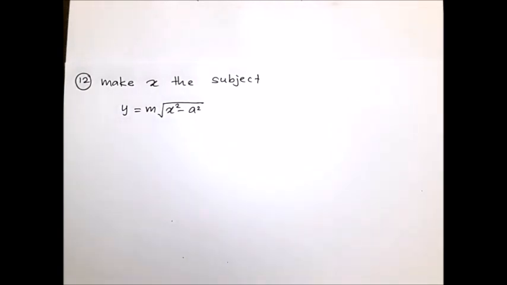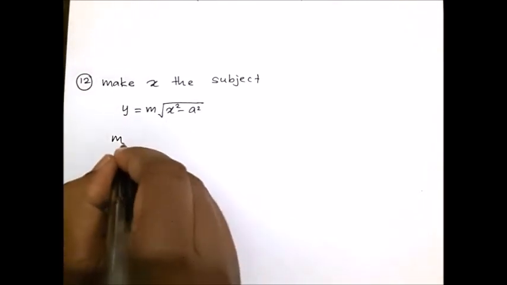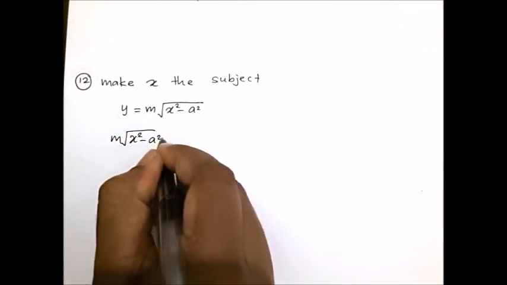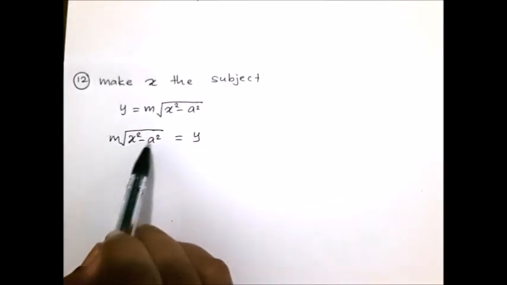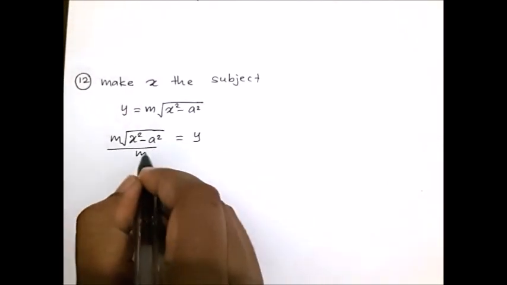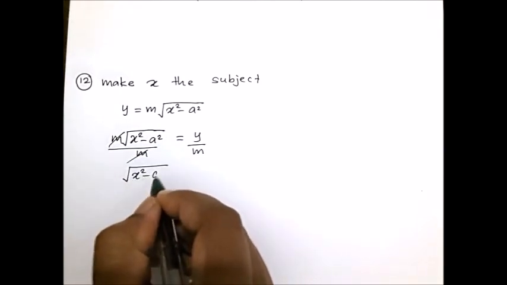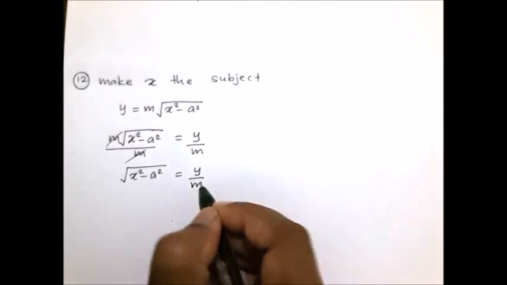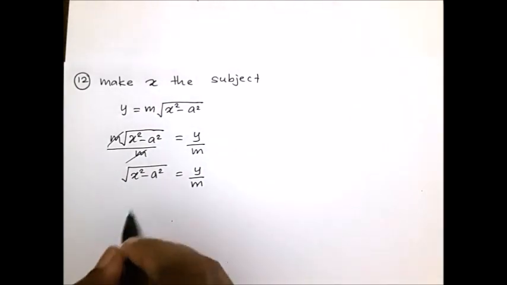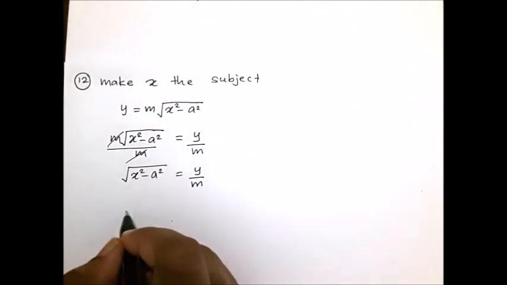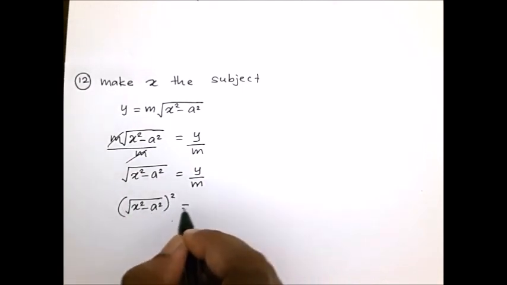Let's start the 12th one. Make x the subject. So change the left hand side and right hand side first. First you can remove m. M is multiplied by this term. So to remove m, divide both sides by m. Square root of x squared minus a squared equals y divided by m. First you have to remove this square root symbol. To remove the square root symbol, you can take the square of both sides. I am going to write squared on both sides.